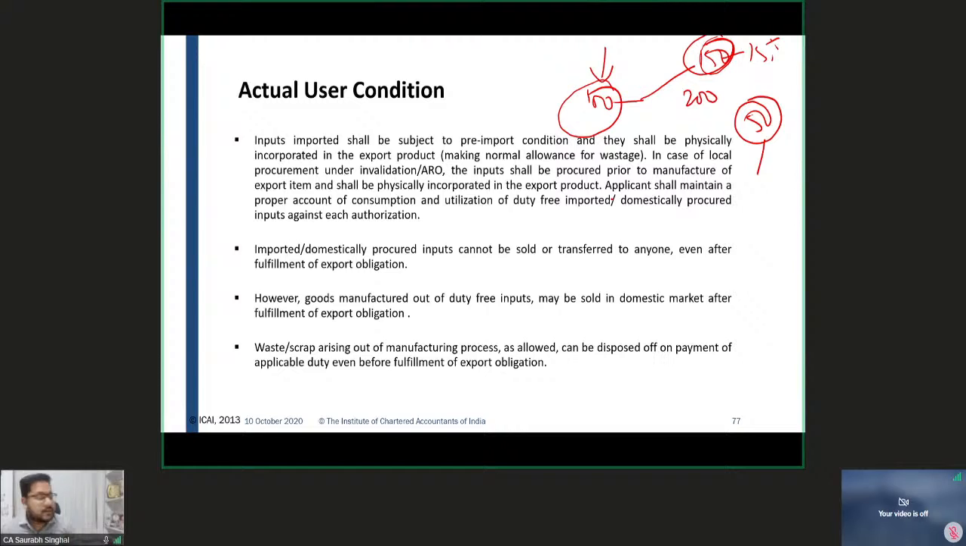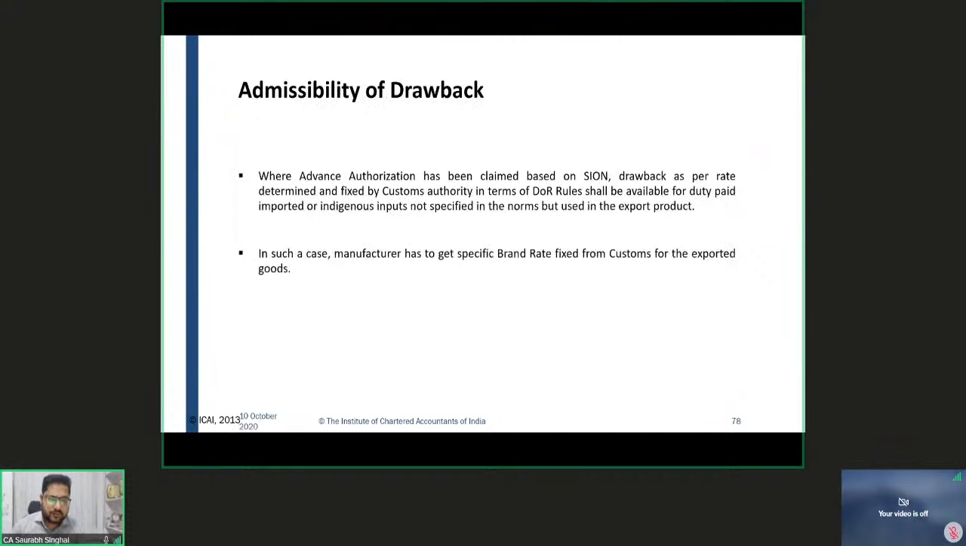But waste and scrap arising out of the manufacturing process can be disposed of on payment of applicable duty even before fulfilling of export obligation. So they say waste is normal, you can dispose it off even when you have not completed your export obligation.